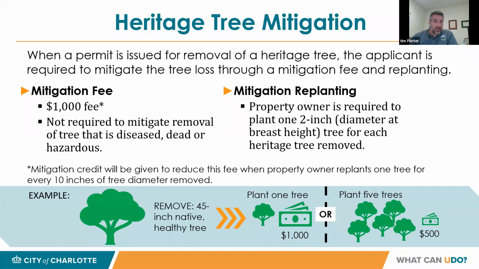And there is some criteria that would allow that to happen. There's some criteria that says if the critical root zone of a heritage tree impacts the buildable area or significantly reduces the access or use of a site, then there would be a process to submit that justification and have the tree authorized for removal.